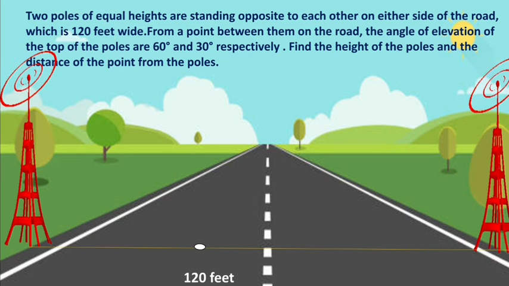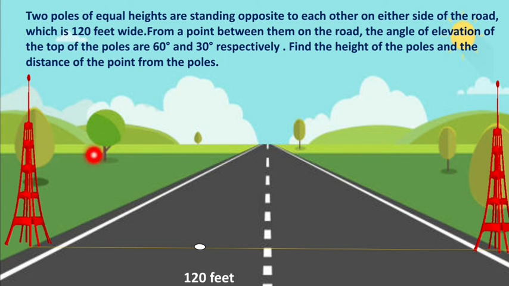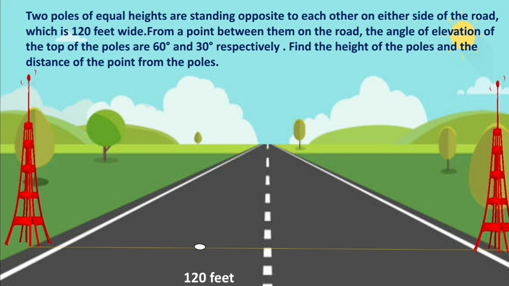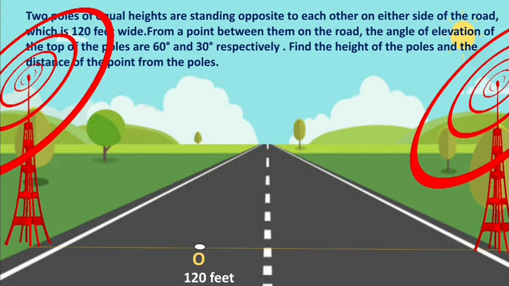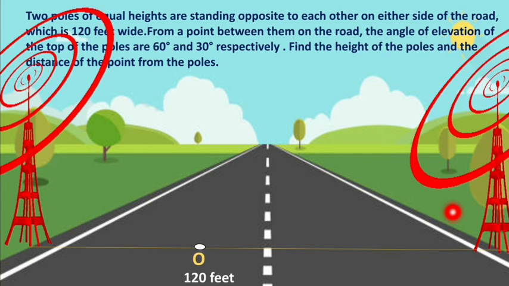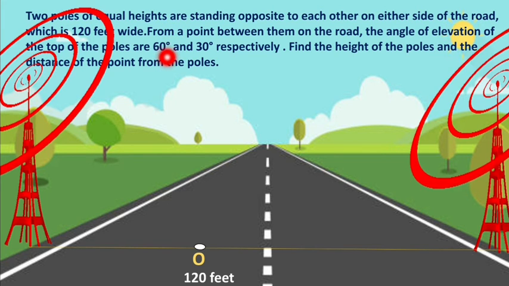From a point we are observing the top of the poles. One is making a 60 degrees angle and another one is making a 30 degrees angle. So clearly, the two poles are making different angles. That means the point is not at the middle. Here O is the point. Here I am considering this point is nearer to the left side pole and far away from the right side pole. So see here, and observe that one pole makes a 60 degrees angle.